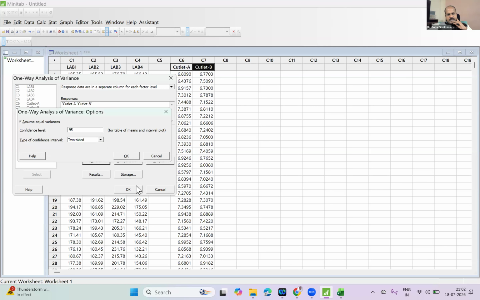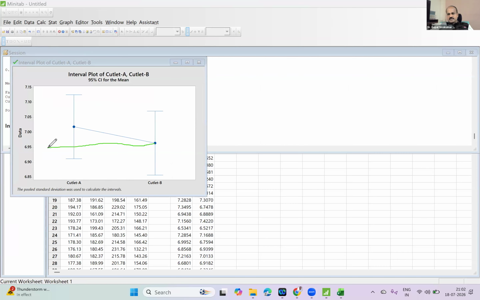Now look at the interval plot and tell me. When I move this mean, is it going without intersecting the confidence interval of the other cutlet? No. That means statistically there is no difference. There is no significance. That is called no significance.